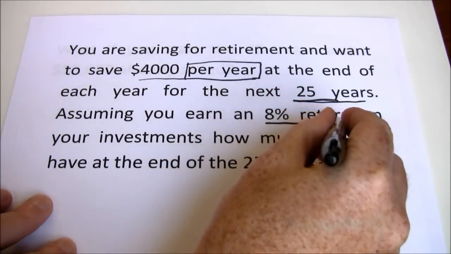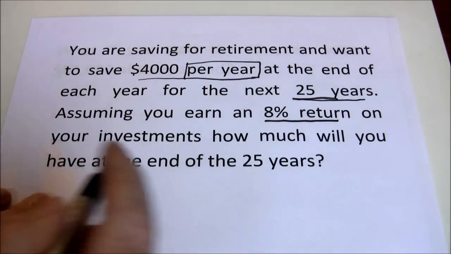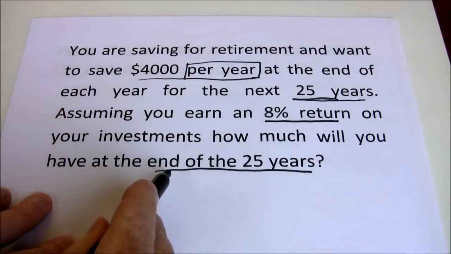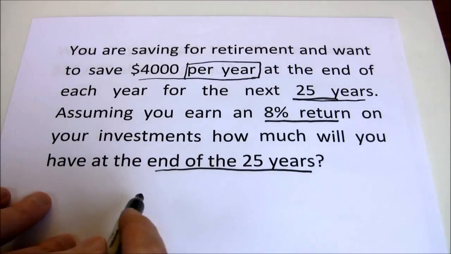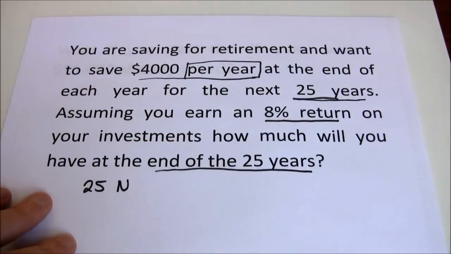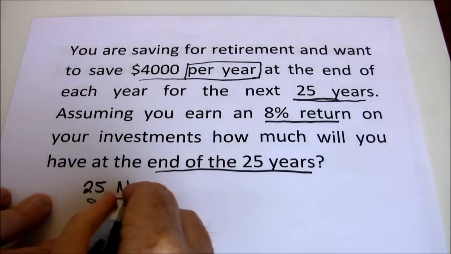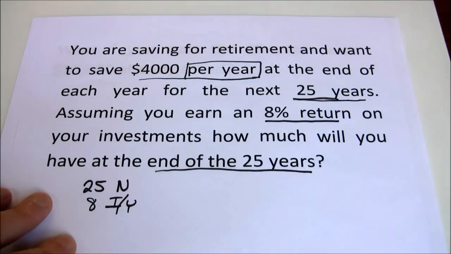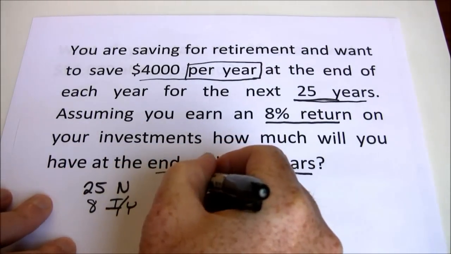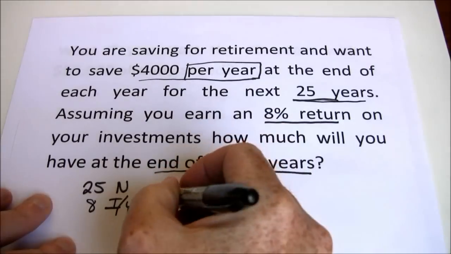Got an 8% return. So that's our I/Y. How much will you have at the end of the 25 years? So we're trying to figure out how much we're going to have after 25 years. We're solving for a future value. So again, our N is going to be 25. 8% is our interest. We don't have a present value in this problem. We're not starting with anything, so we're going to zero out the present value. Our payment is the $4,000 per year.